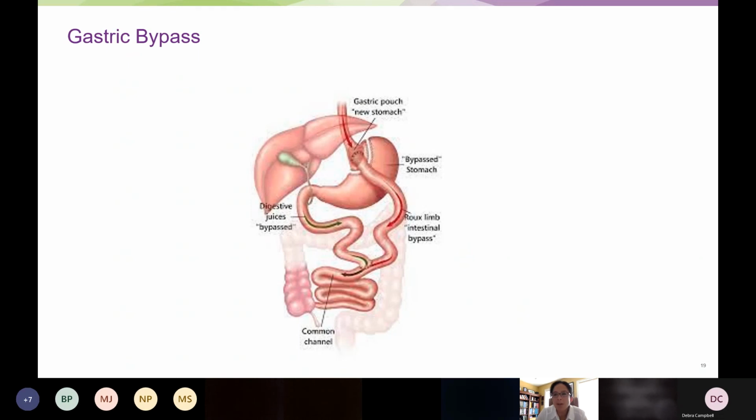Then we bypass the duodenum and a little bit of the jejunum. We bypass about 75 centimeters of the small intestine, and we bring the intestine up to the stomach pouch so that can empty, and then we plug that back in to where we divided the small intestine. So it essentially creates what we call a roux limb anastomosis. It forms a roux-en-Y, which is a Y-shaped bypass. Next slide.